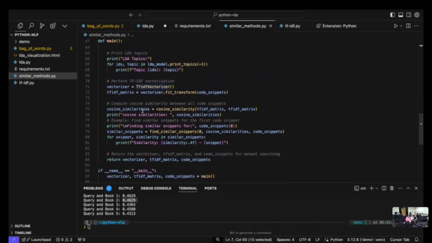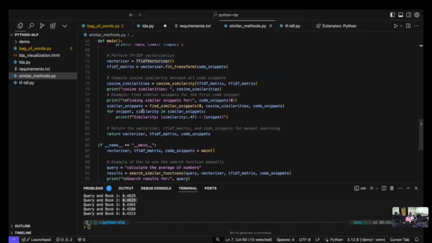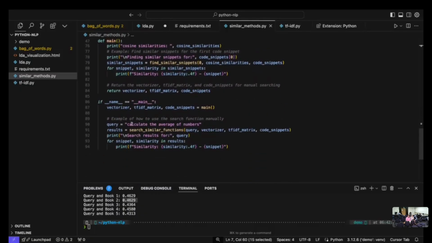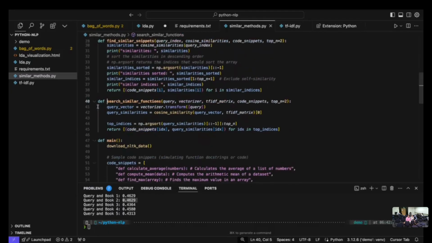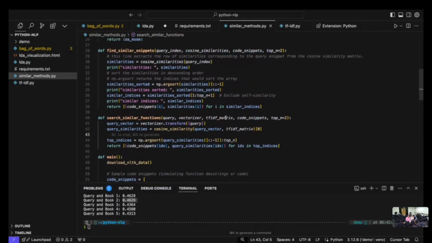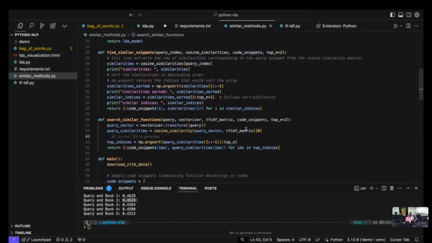And other than that, we also have a query. So in this case, the query will be calculate the average of numbers. And if we go to the search similar function, we are doing a similar thing, basically using the TF-IDF and then getting the cosine similarity. Now, in this case, one thing that might look confusing is exactly this particular line.